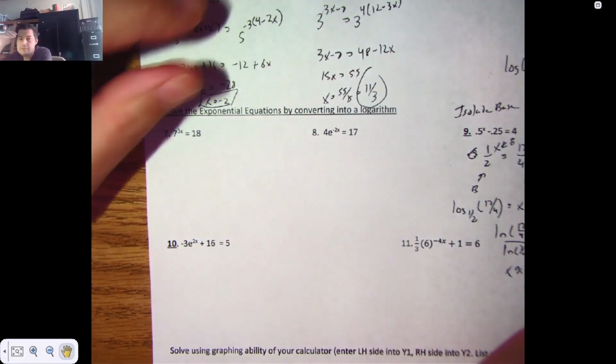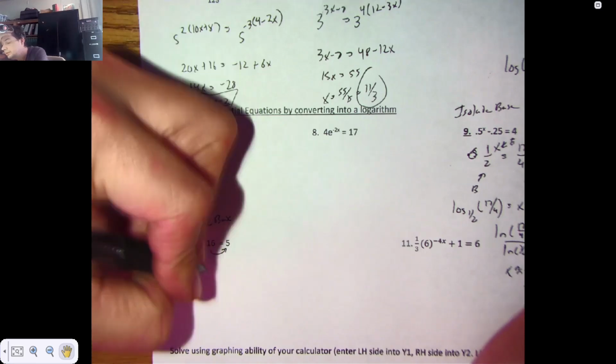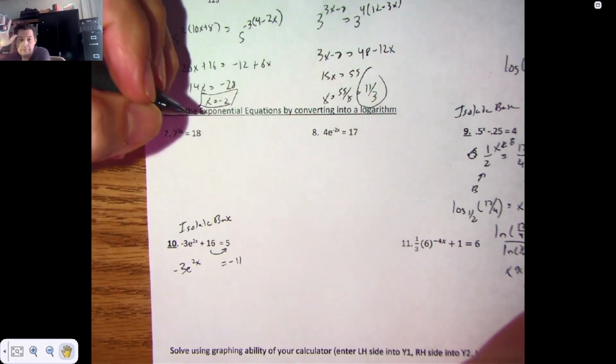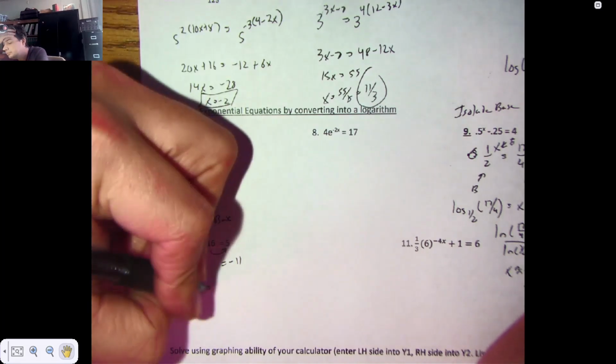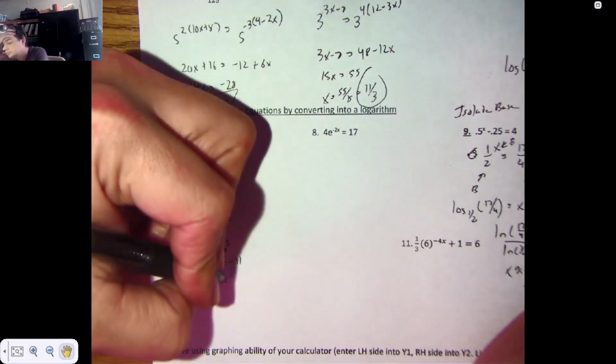Now we got a second one in here that's bolded. Number 10, negative 3e to the 2x plus 16 is 5. And again, what we're going to do is we're going to isolate that base. So I'm going to subtract the 16. That's going to give me a negative 11. And I have not isolated the base yet. I divide out that negative 3. So e to the 2x is 11 thirds.